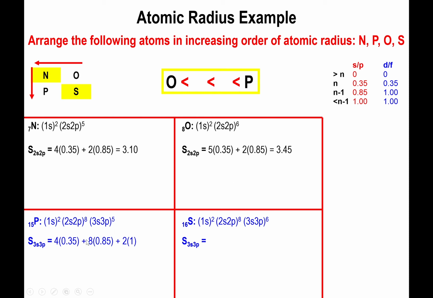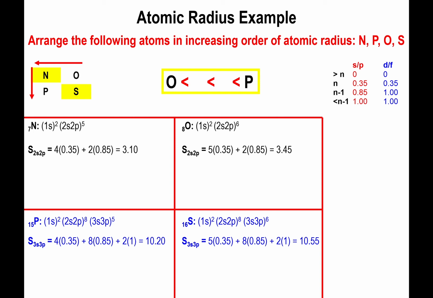All right, now multiplying all these numbers together and adding them yields a value of 10.20 for phosphorus. For sulfur, we have 6 electrons in the valence group, so we multiply 5 by 0.35. We have 8 electrons in the group to the left, so we multiply 8 by 0.85. And then we have 2 electrons on the group further to the left, so we multiply 2 times 1. Carry on the multiplication and add the numbers together. You should find out that this equals 10.55.